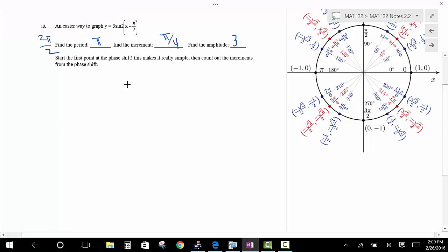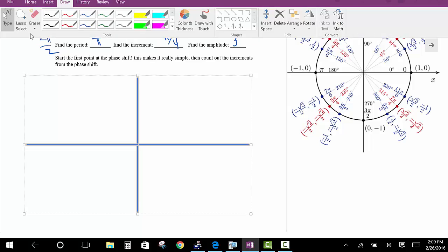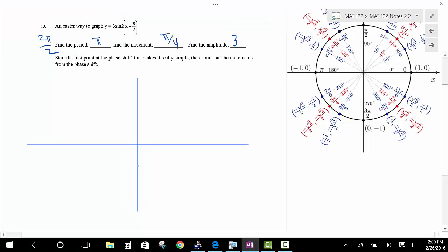Just keeping this simple. Let's go ahead and set up the increment. Let's go through and count by pi over 4s. I got pi over 4, pi over 2, 3 pi over 4, and pi. Then you can go up to 5 pi over 4 if you choose to, and we can go up to 6 pi over 4, which is 3 pi over 2.